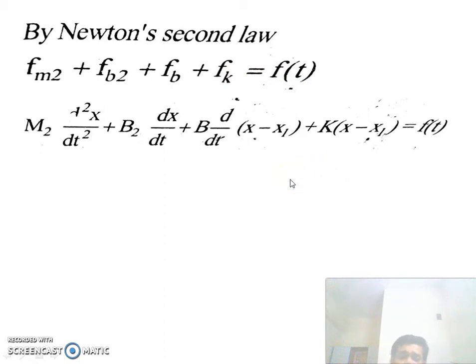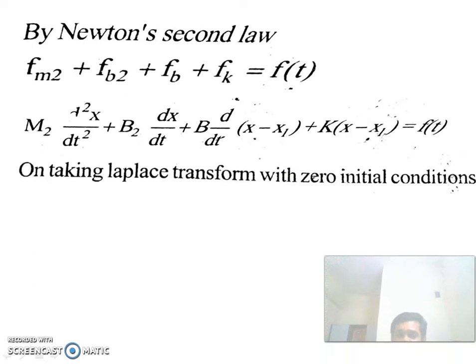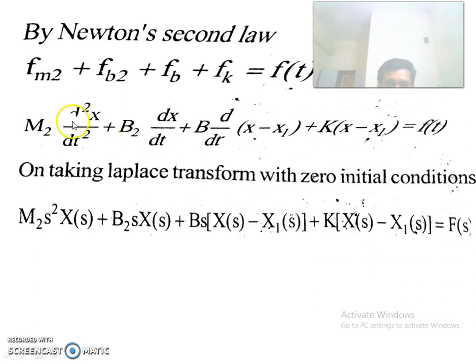Then we are going to find the Laplace transform. The Laplace transform of d square x by dt square is s square into X of s, so M2 into s square X of s. The Laplace transform of dx by dt is s into X of s, so b2 into s into X of s. Then b into d by dt of x minus x1 is b into s into X of s minus X1 of s, plus k into X of s minus X1 of s, equal to F of s.